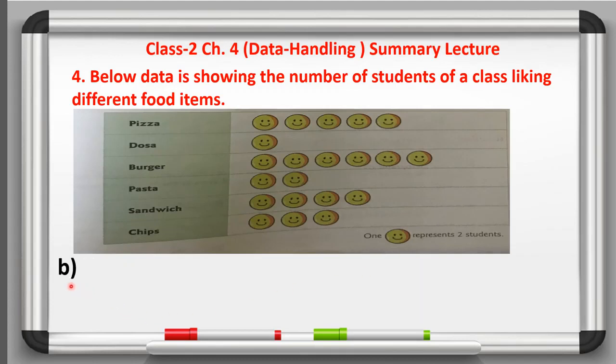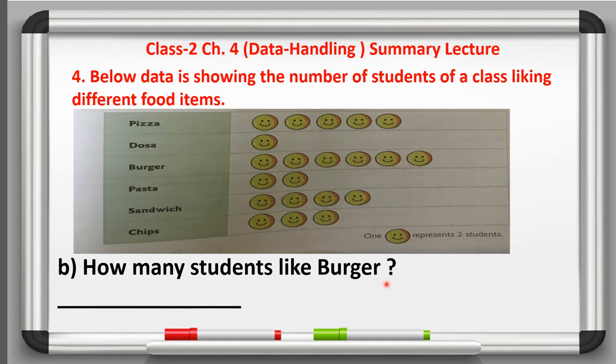B part, it is given how many students like burger. So here how many smileys are in burger column? 1, 2, 3, 4, 5, 6. So 6, we need to multiply 6 by 2. So here we will write 6 multiplied by 2 and that is equal to 12. Means 12 students like burger.